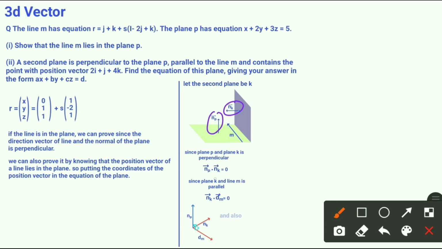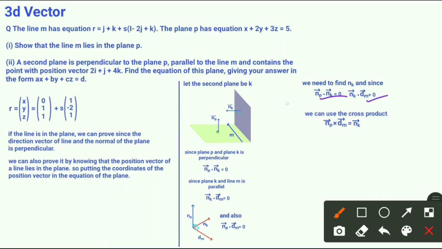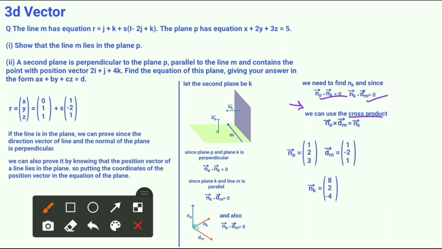you need to see this normal, okay? These are perpendicular to each other. If you look at plane K and line M are parallel, then the direction of these is also perpendicular. So that's why we can use the cross product: the normal of plane K is perpendicular to both the normal of plane P and the direction vector of line M. So we can use a cross product to find the normal of K. Okay. So we need to find this, and yes, we can use the cross product.